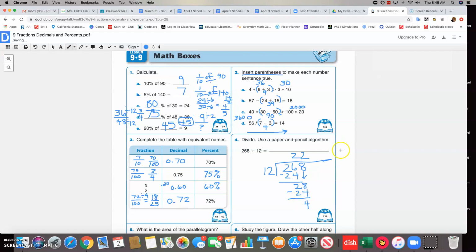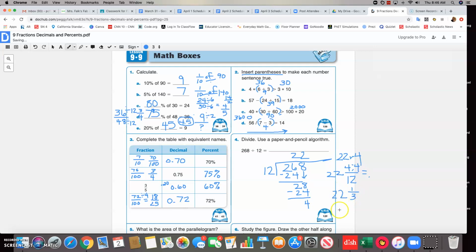Now, there are 3 ways to show that. I could do 22 remainder 4, or I can write my remainder over my divisor, so I could have 22 and 4/12. And I know that can reduce by 4. Okay, I'll have to do it down here. If I divide both of these by 4, I would get 1/3.